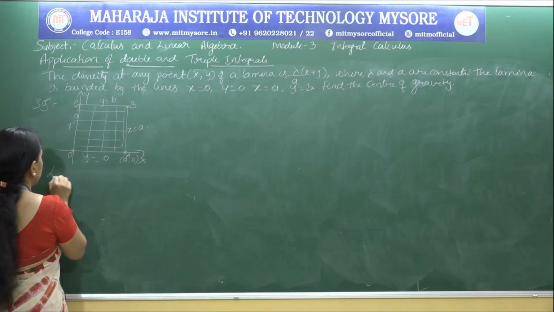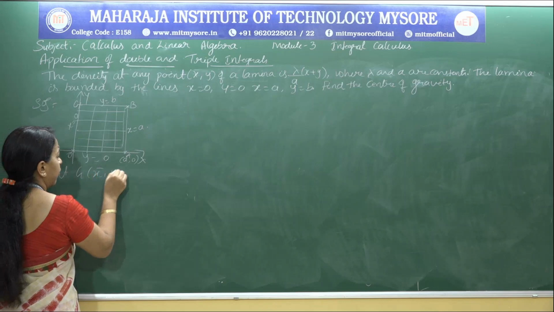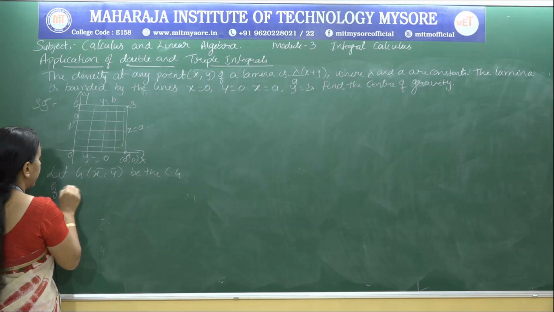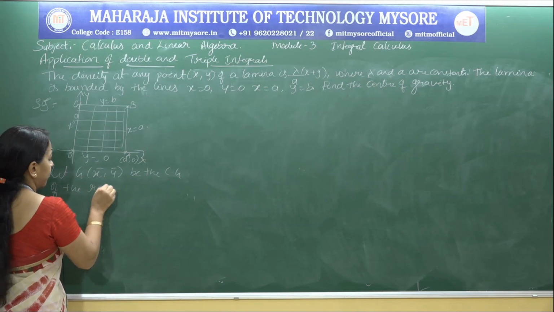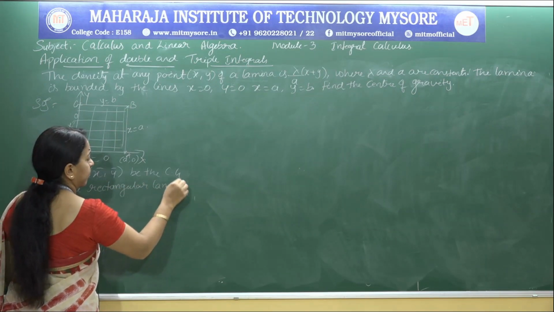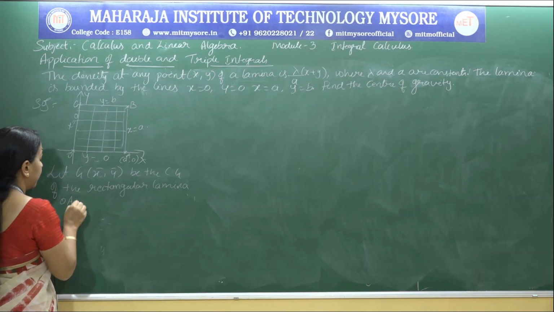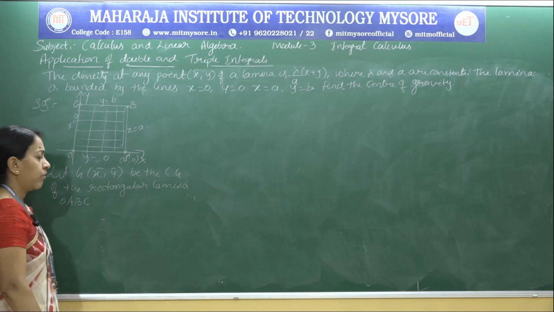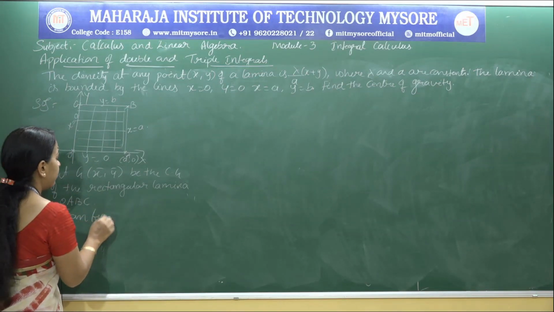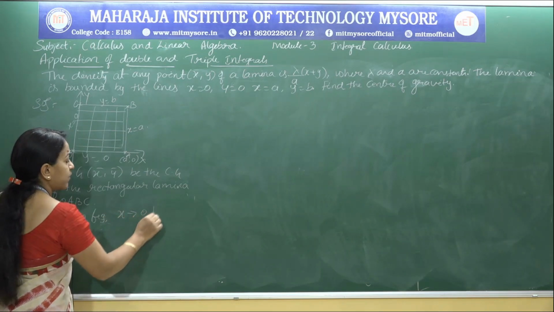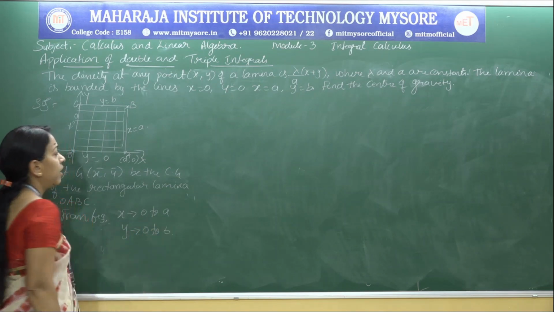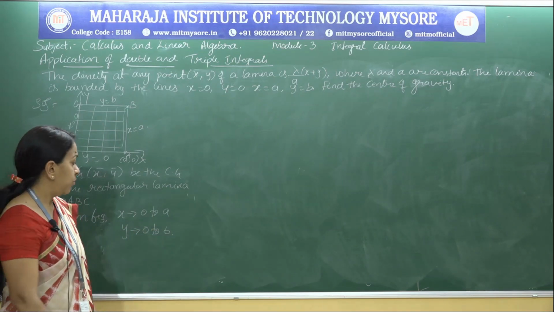Now let G(x bar, y bar) be the center of gravity of the rectangular lamina OABC. From the figure, I can write our x and y limits: x varies from 0 to a, it is clear, and y varies from 0 to b. So both are constant limits we have.